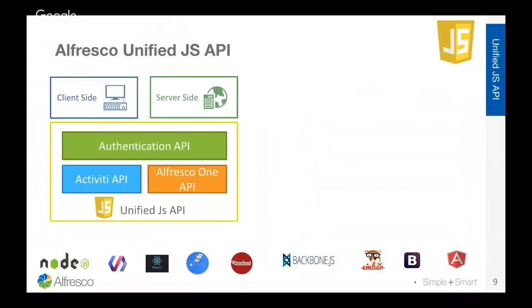So the picture that you see there is more or less a reflection of the architecture of this Alfresco JavaScript API. We have an authentication layer here that brings consistency between these two platforms, as already said. It wraps the calls of the two, the BPM and ECM platforms.